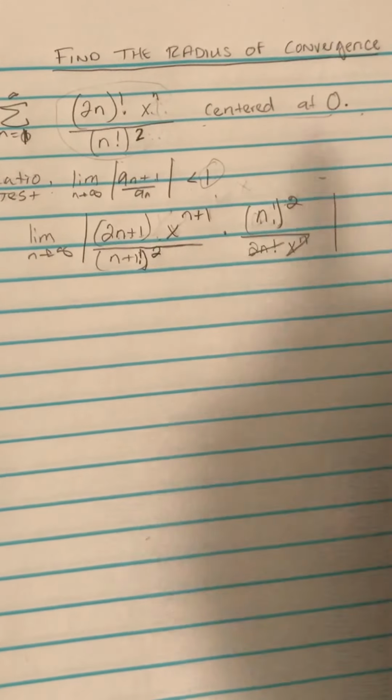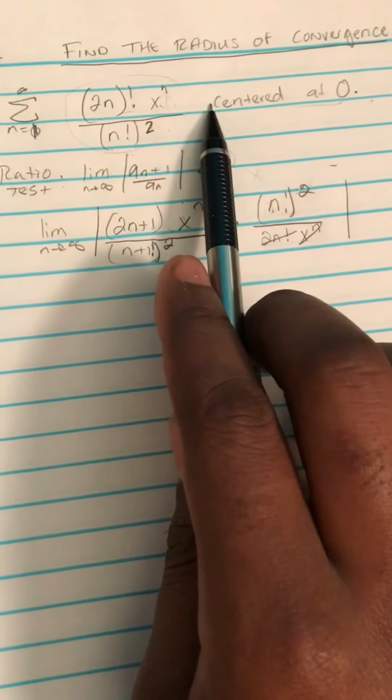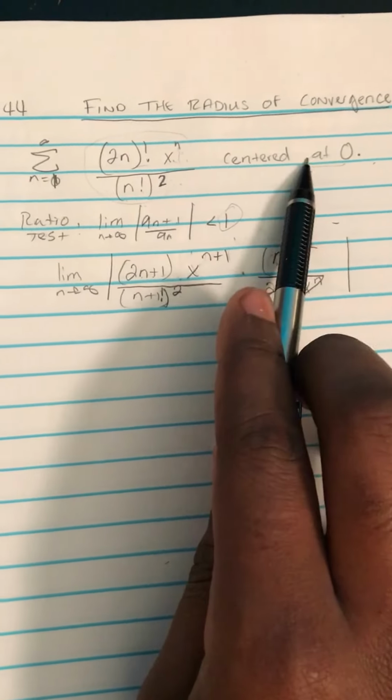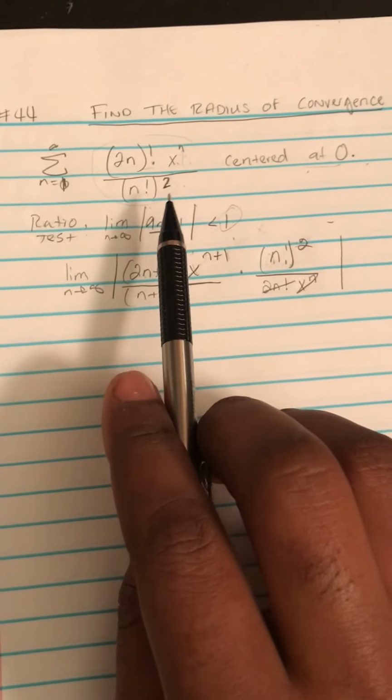Number 44, find the radius of convergence for the series (2n)! x^n divided by (n!)^2. First thing we do is find where it's centered, and we can see right away that it's centered at 0. Next, to find the radius of convergence, we use some test that we can compare to 1.